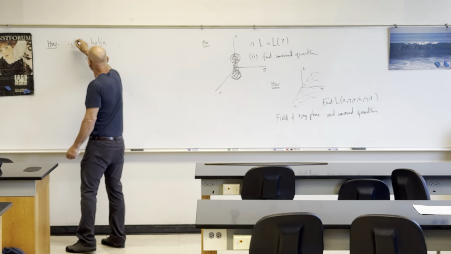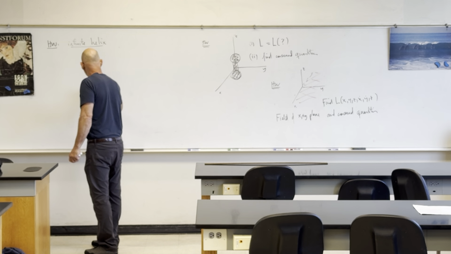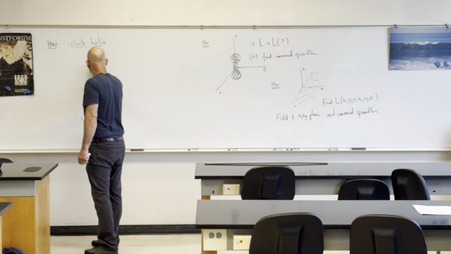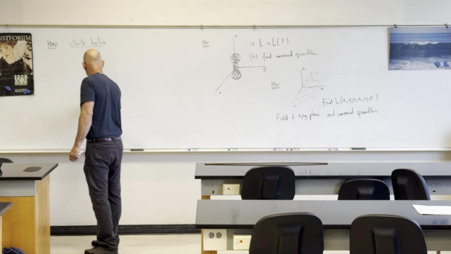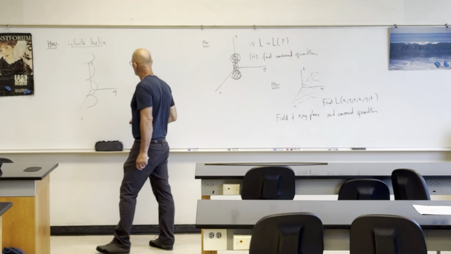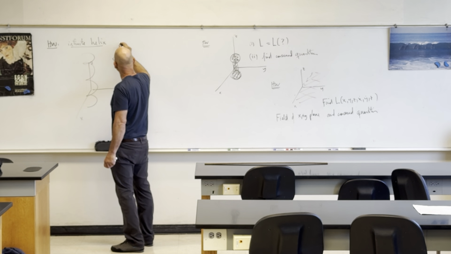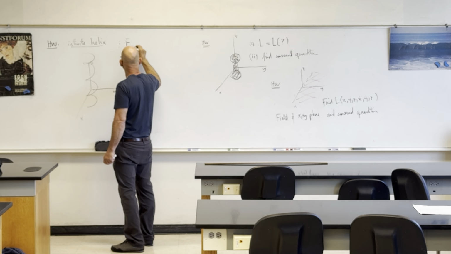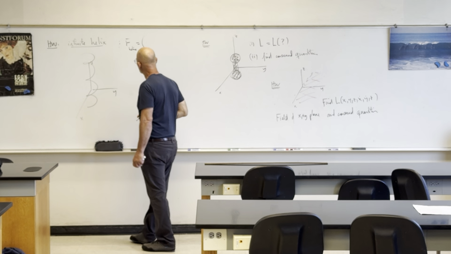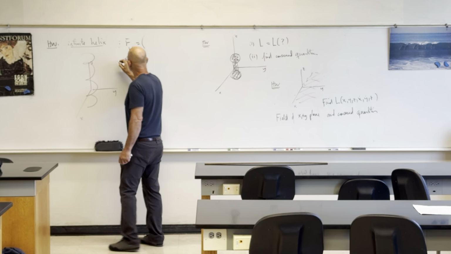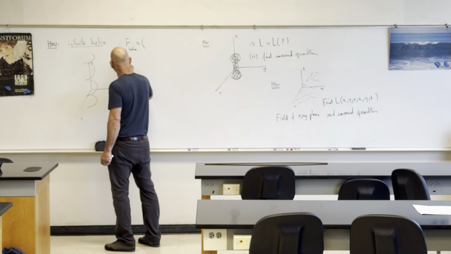It's kind of fun. So suppose we have X, Y, Z, and along the z-axis, we've got this helix. So the helix is like this. R of the helix is a constant. First of all, we'll use cylindrical coordinates.